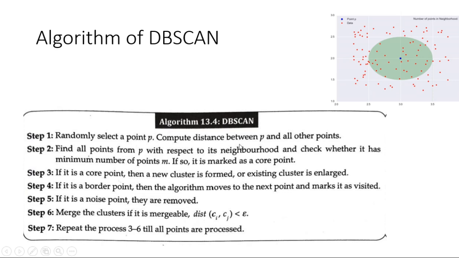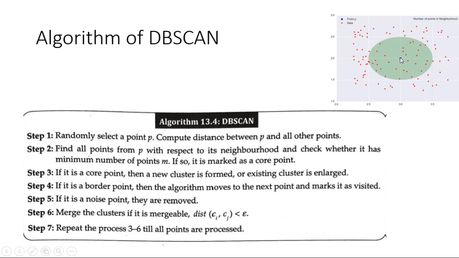In step 2, find all the points from P with respect to its neighborhood, and check whether it has the minimum number of points. I have computed the distance from P to all of them, then I am finding which are in the neighborhood. Based upon that, I will mark that as a core point. So let me say I mark P as my core point. Now if this is a core point, then I will make a cluster based upon the epsilon value.